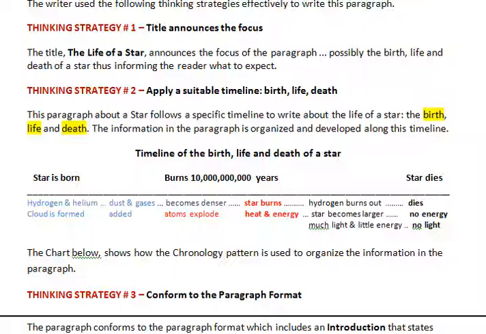Star is born. Hydrogen and helium cloud formed. Helium gases added. Burns 10 billion years. Becomes denser. Atoms explode. Star burns. Heat and energy. Hydrogen burns out. Star becomes larger. Much light and little energy. The star dies. Dies, no energy, no light. The chart below shows how the chronology pattern is used to organize information in the paragraph.